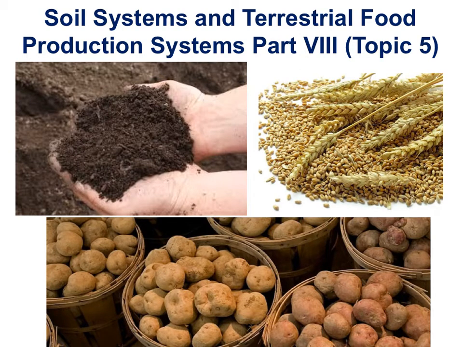IB ESS, Soil and Terrestrial Food Production Part 8, will examine the inputs and outputs of materials and energy efficiency of two named agricultural systems. The essential idea is the supply of food is inequitably available, and land suitable for food production is unevenly distributed among societies, and this can lead to conflict and concerns.